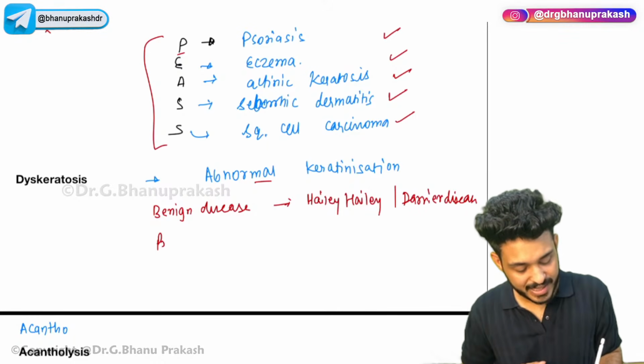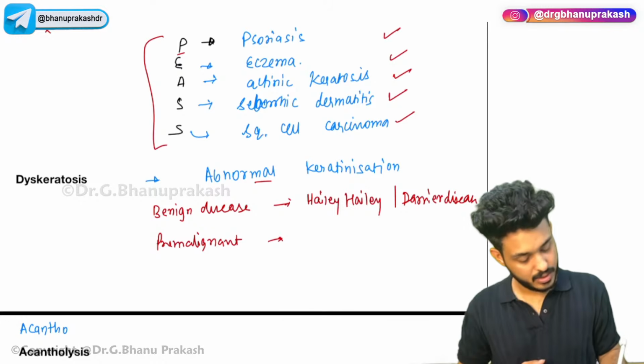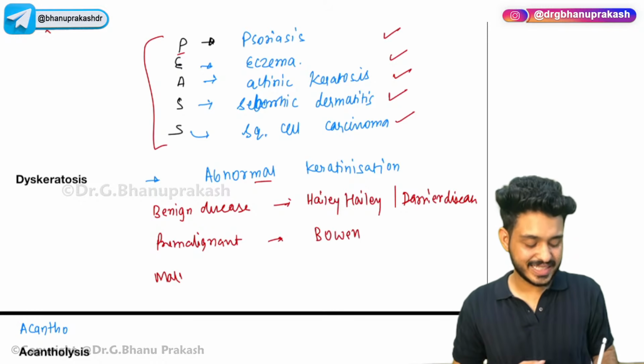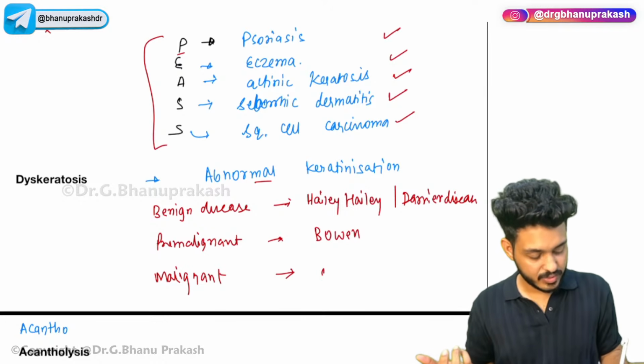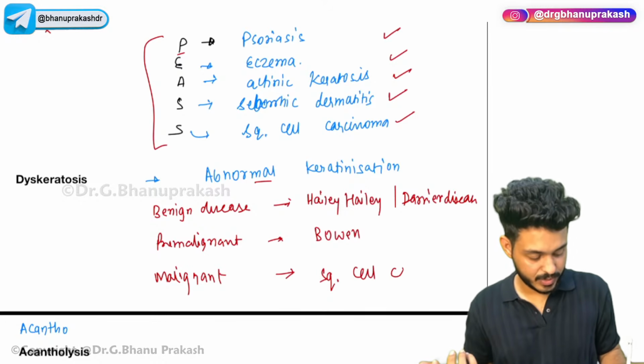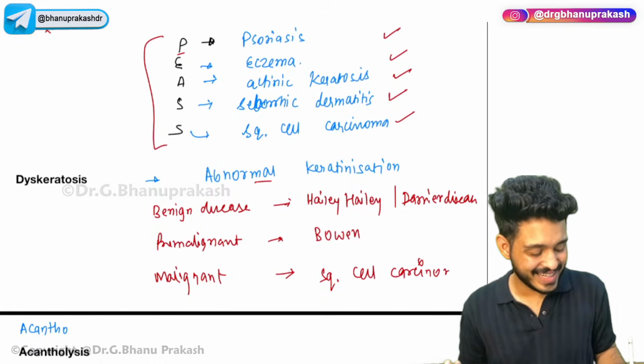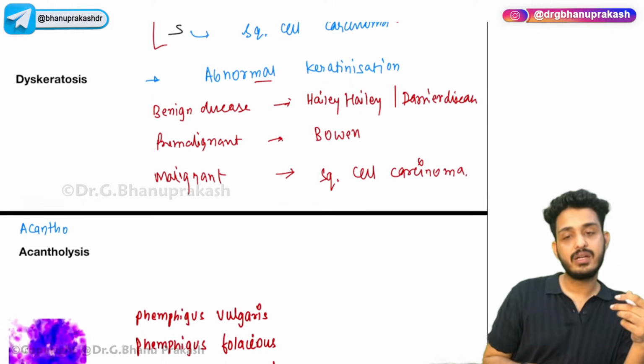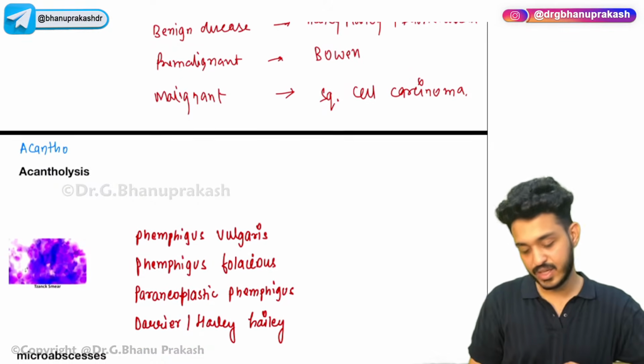Some pre-malignant diseases like Bowen's disease, and it can also be seen in some malignant conditions. Malignant means cancerous, right? That would be squamous cell carcinoma. So these are certain situations where you will find dyskeratotic cells.